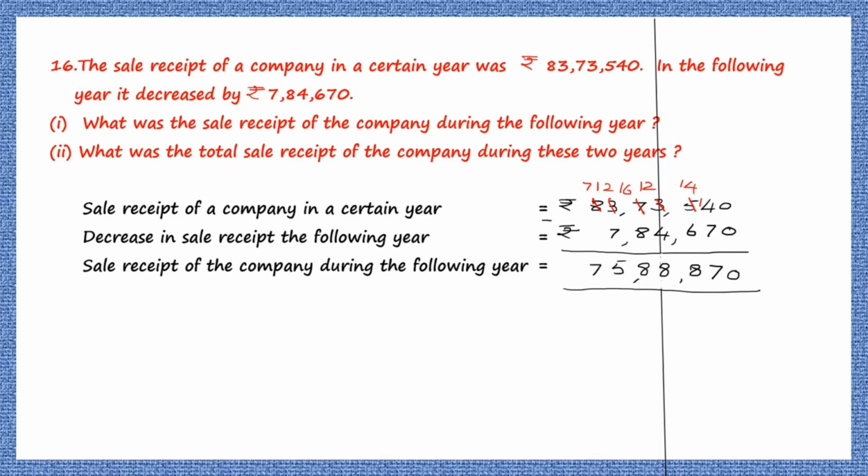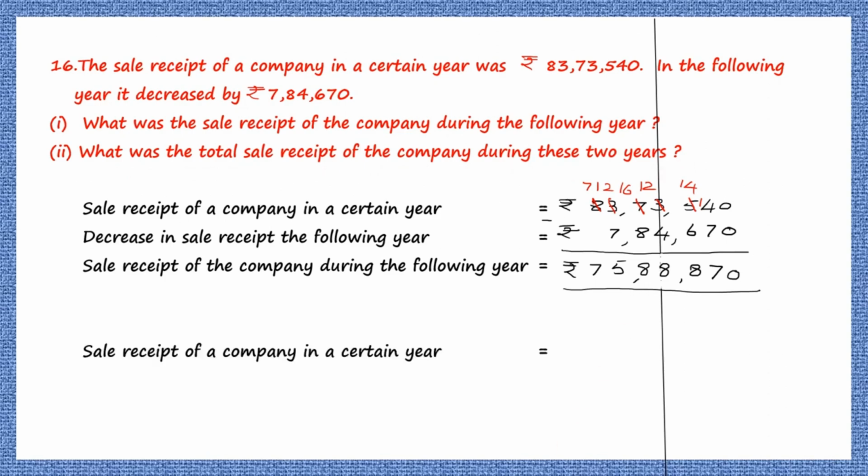So what do we have? We have 75 lakh 88,870 rupees. So this is the sale receipt of the company during the following year. So we have found this and we already know for a certain year how much it is. So now we can answer our second question. What was the total sale receipt of the company during these 2 years?